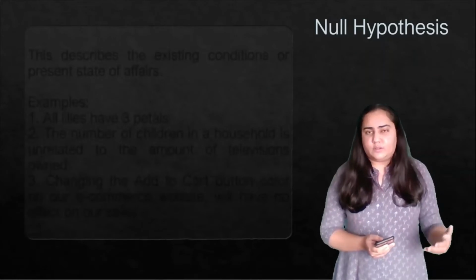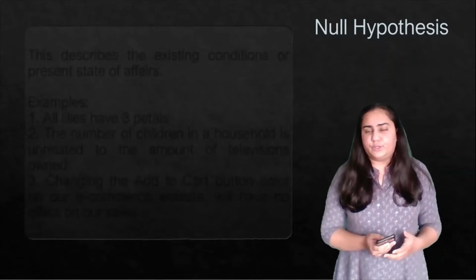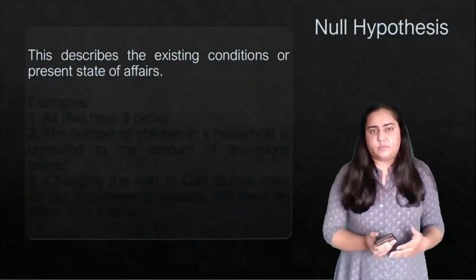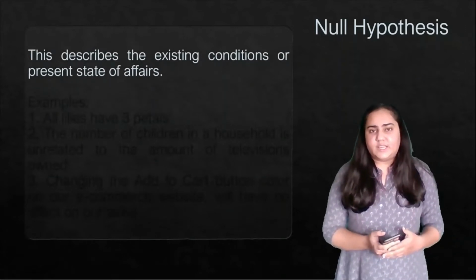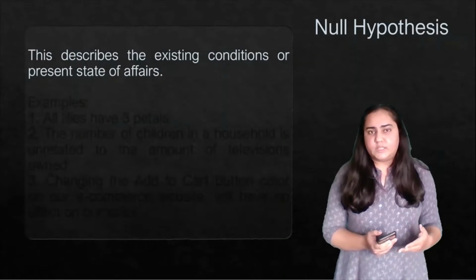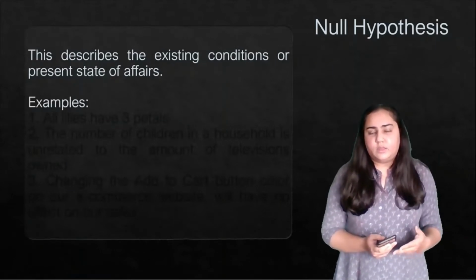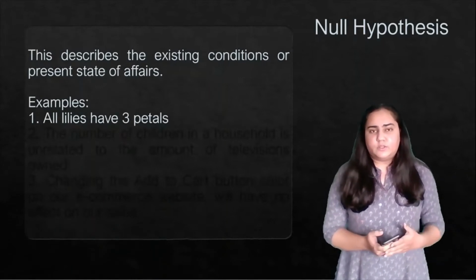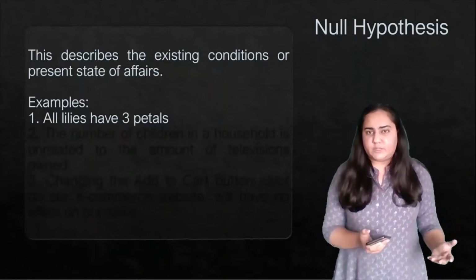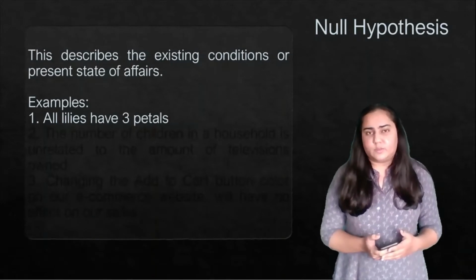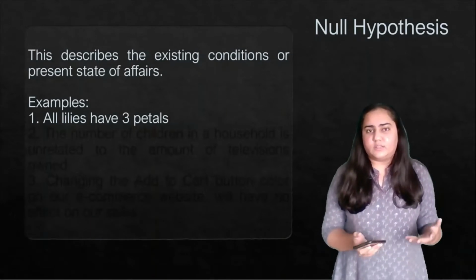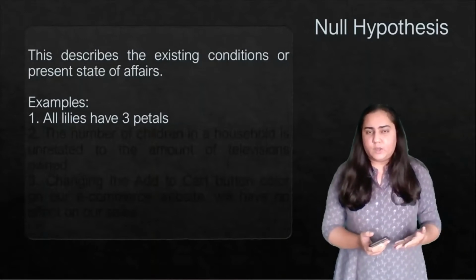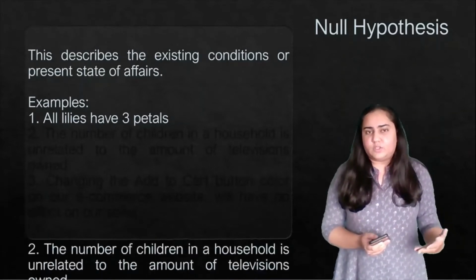Now, how do we solve that? To solve that, first of all, you need to define a null hypothesis. What is a null hypothesis? This describes the existing conditions or present state of affairs. Examples are, number one, all lilies have 3 petals. Lilies are flowers and they have 3 petals. So this is a null hypothesis because it's true in itself that all lilies have 3 petals. This is the current state of affairs without you making the change.